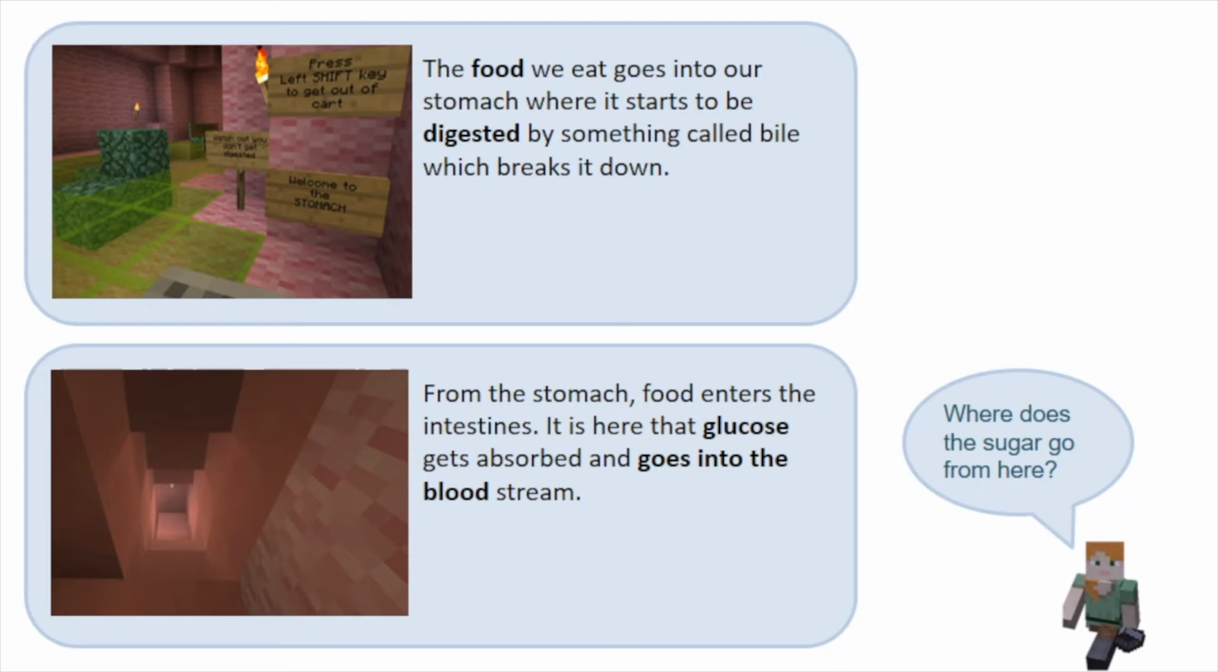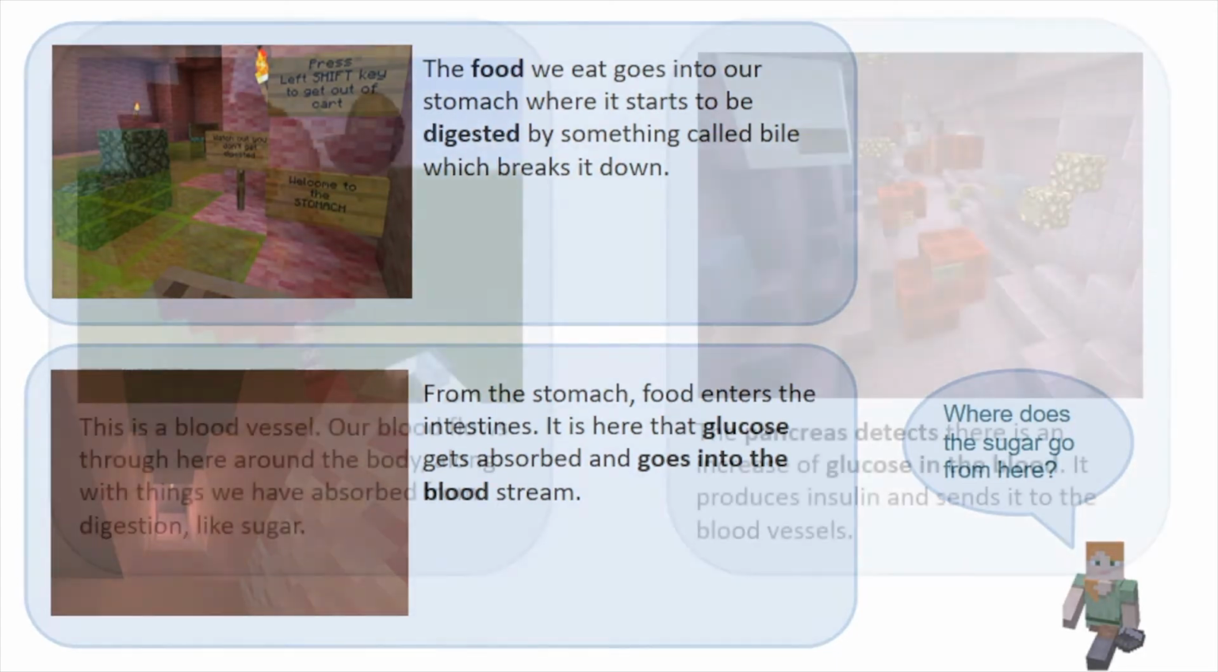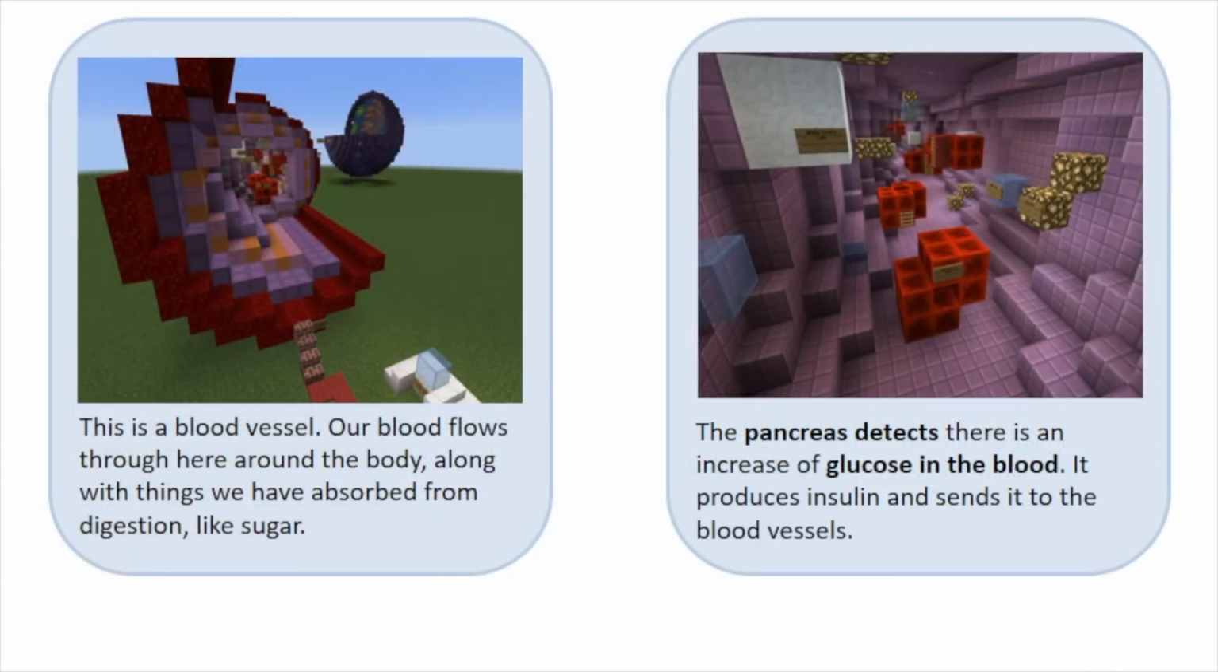In the pictures on the screen, you can see the stomach, which is the one on the top, which contains glass blocks, which is the bile of the stomach that breaks down food, and big green blocks, which represents the food that's in our stomach. From there, in the picture at the bottom, you can see the small intestines as built in Minecraft. So, this glucose in our digestive system has been absorbed and is now inside the blood vessels.